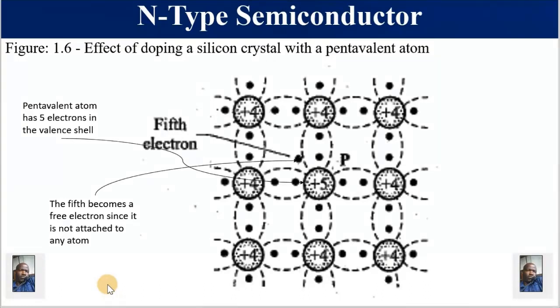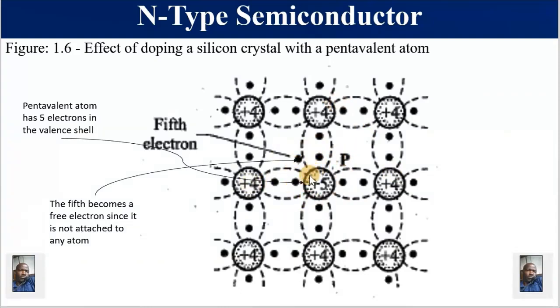Formation of an N-type semiconductor. We have doped with a pentavalent atom, and the pentavalent atom is now at the center. It has displaced 1 silicon or germanium atom. So it has shared its 4 electrons in the valence shell with 4 nearby atoms. 1, 2, 3, 4. So this electron belongs to the pentavalent atom, and this belongs to the silicon or germanium atom. The same applies to this and this and this.